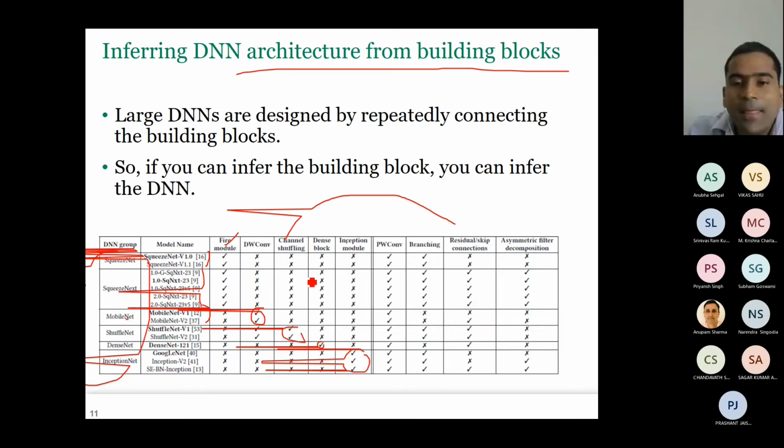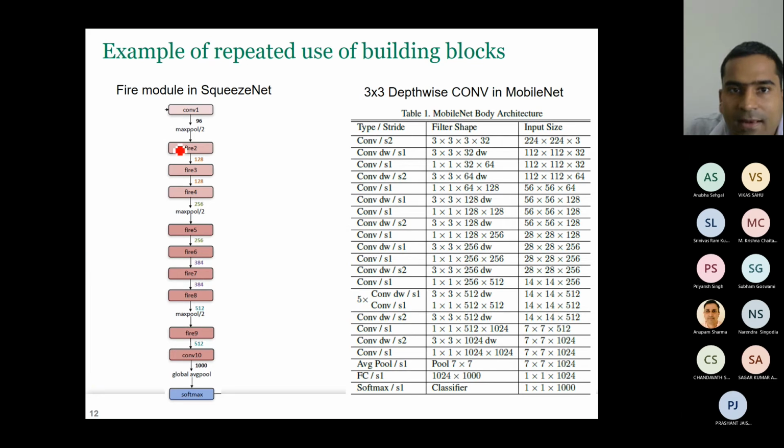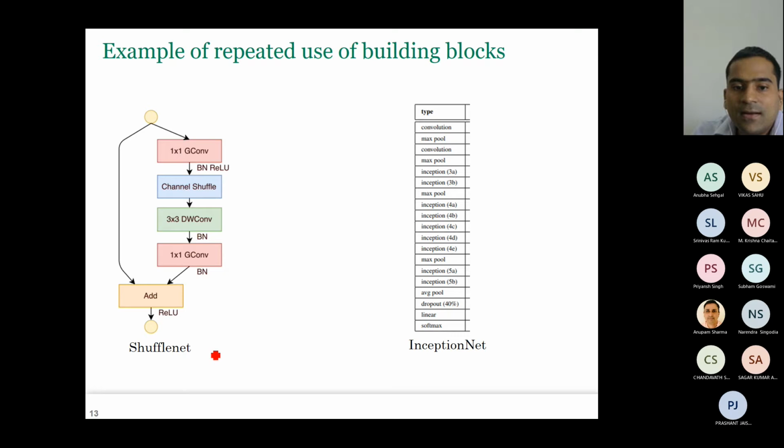Okay, sorry. So these are the modules. Here you can see, for example, this is SqueezeNet, which has Fire modules. This is MobileNet, which has 3x3 depth-wise convolution. Similarly, there is ShuffleNet, which has channel shuffling, and there is InceptionNet, which has inception modules.